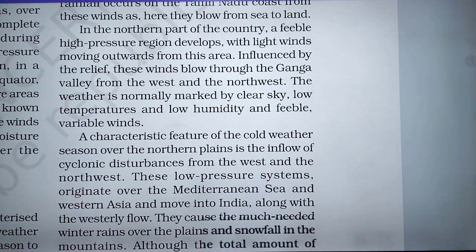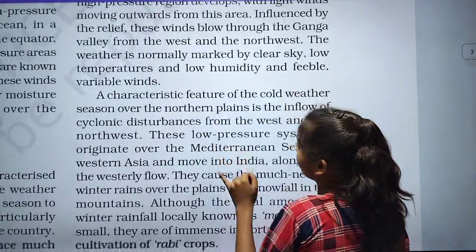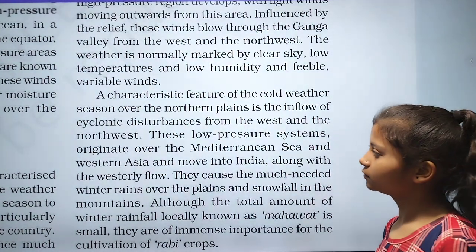A characteristic feature of the cold weather season over the northern plains is the inflow of cyclonic disturbances from the west and the northwest.